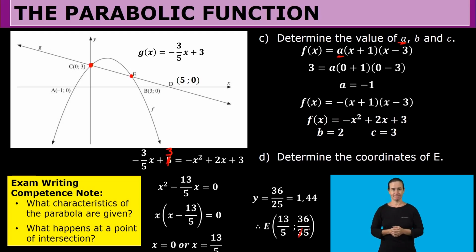So 36 over 25, let's just write that, 36 over 25, and that is for our coordinates of E.